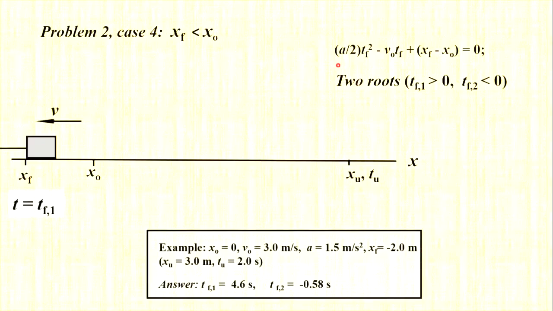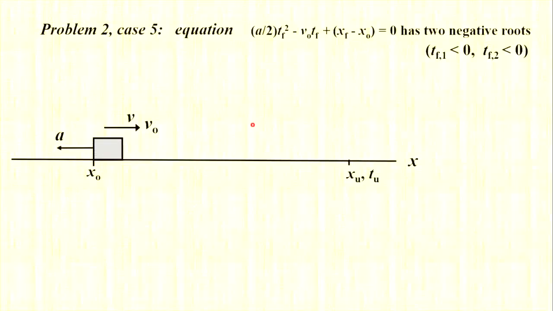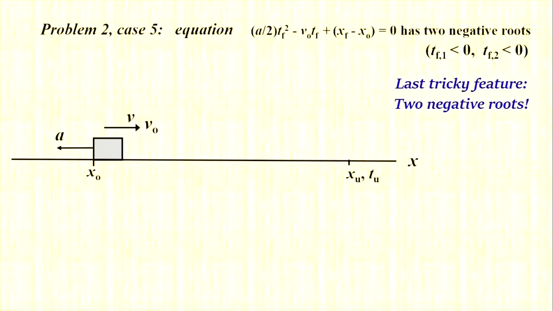Let's try to interpret this problem from a mathematical point of view. So if we have this quadratic equation for TF, and we solve it and we obtain two roots, one of them is negative and one of them is positive, it means that the point of interest is located to the left of the initial position of the object. One can say that we missed one important case, namely the case when the equation for TF has two negative roots. This case is perfectly possible for a quadratic equation.